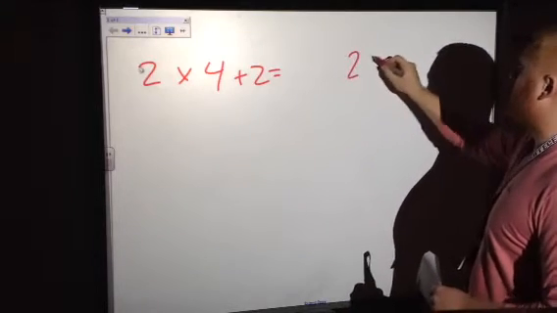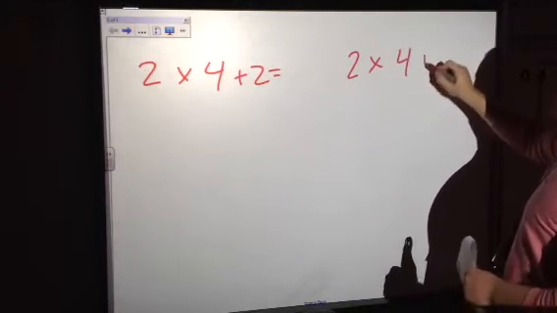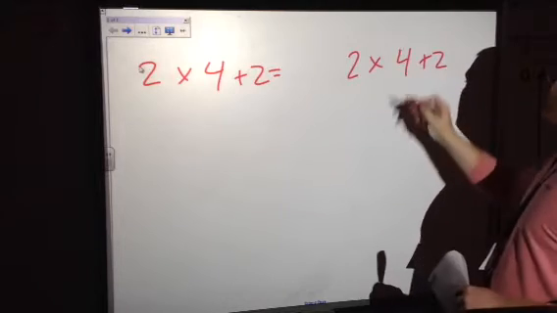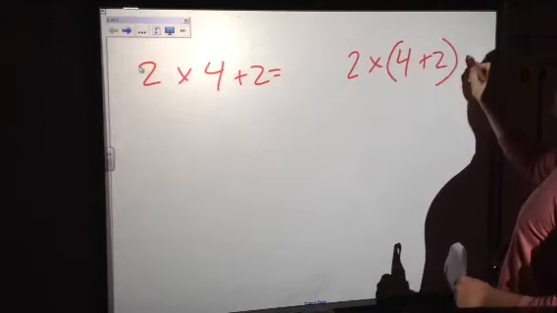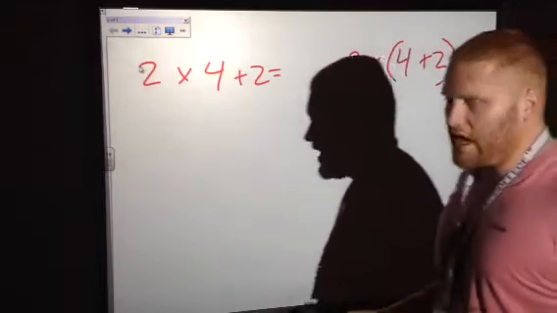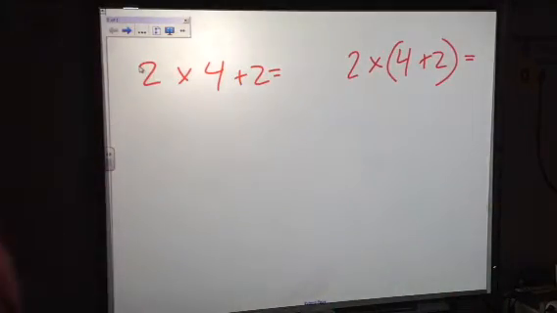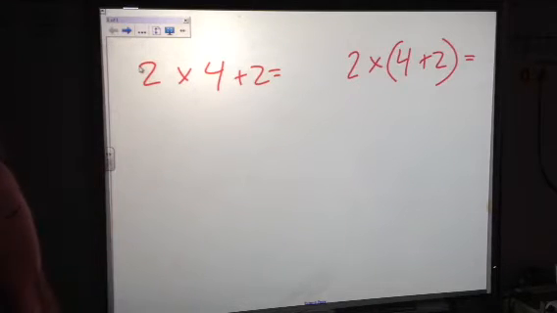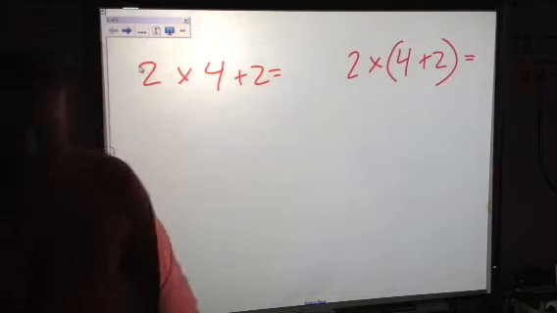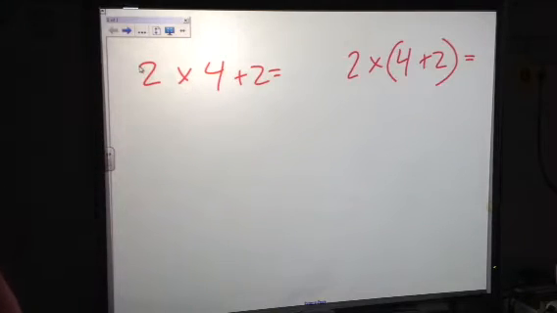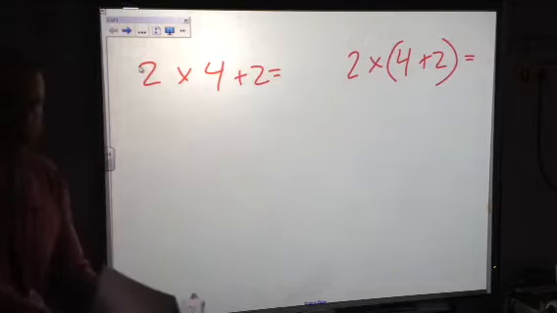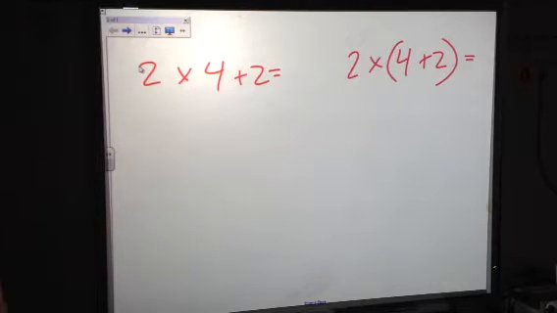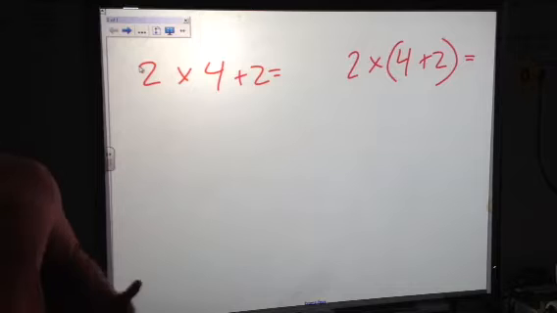Okay, we have 2 times 4 plus 2. Same numbers, same operations. I'm going to put this in parentheses. Okay? So let's do the one on the left first. Okay? So, I see 2 operations. I need to identify which 2 operations there are. Multiplication and addition. Okay? Then when I think back to my order of operations, what do I do first? Multiplication or addition? Well, I do multiplication first.